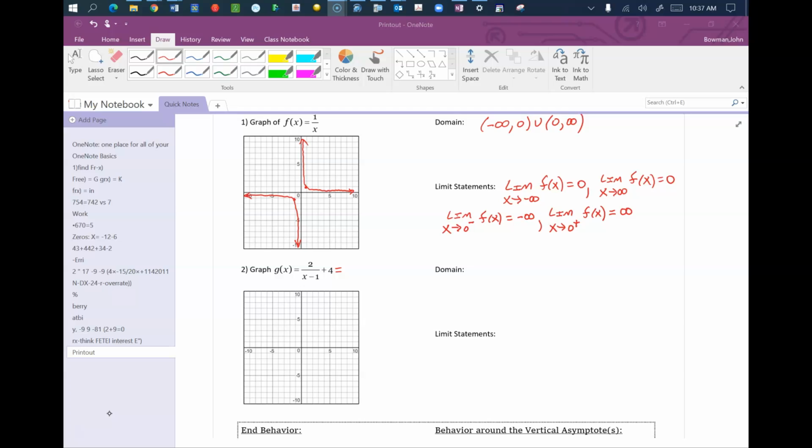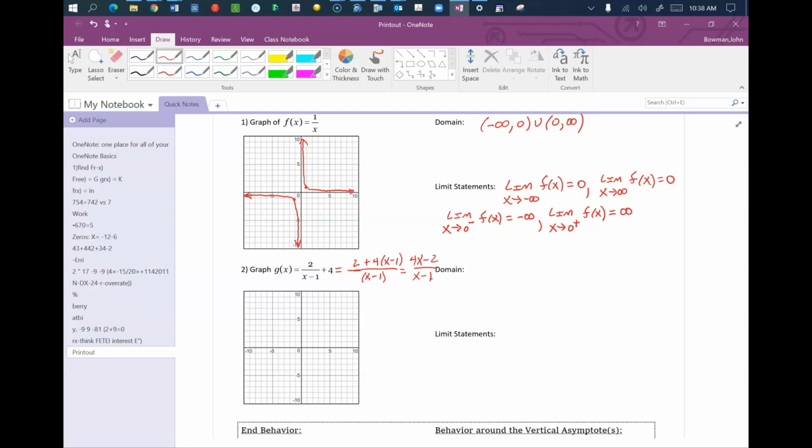For the next example, we're going to take a look at a function that does not appear to be a rational function, but we are going to rewrite it as one polynomial divided by another by getting a common denominator. So you can see that the common denominator is x minus 1. So we would write this as 2 plus 4 times x minus 1, all divided by x minus 1, which would simplify to 4x minus 2 in the numerator over x minus 1 in the denominator. So we do have one polynomial divided by another.